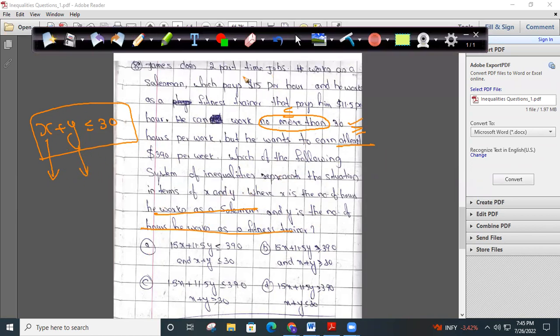Now next thing, two part-time jobs. He works as a salesman which pays $15 per hour. So the total amount I earn through this is 15x, and the total amount I earn through the other job is 11.5y. This is the total amount I earn. What is my total amount? Total amount should be at least, meaning greater than or equal to 390. So see the inequality that is satisfying. Yes, but no, yes, and yes. So both the inequalities are satisfying here. So D for Delhi should be the answer.